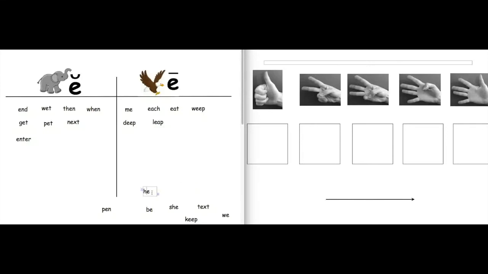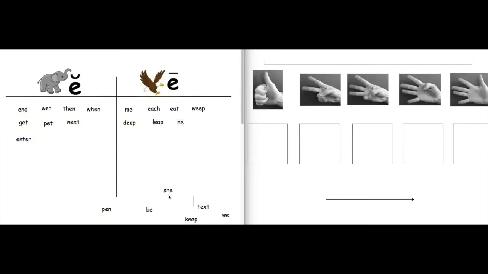Let's try this word. Oh, power word. This is he. When you're talking about a boy, you say he. Let's make the sounds. H, E, he. 2 sounds. Second sound is E. Long E. Good job.